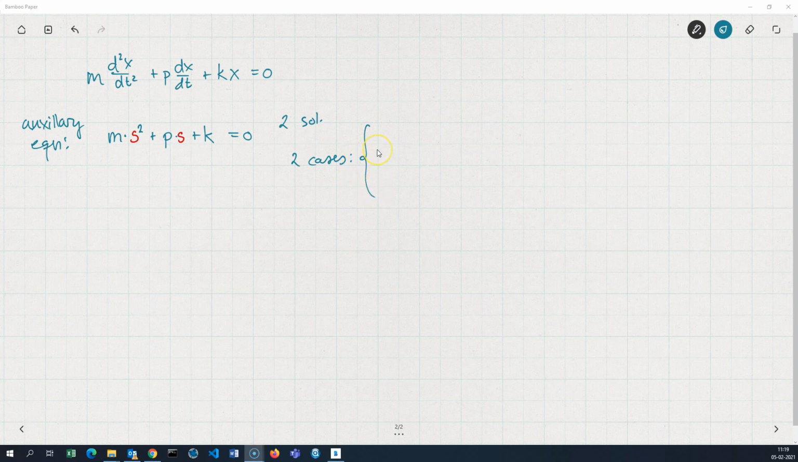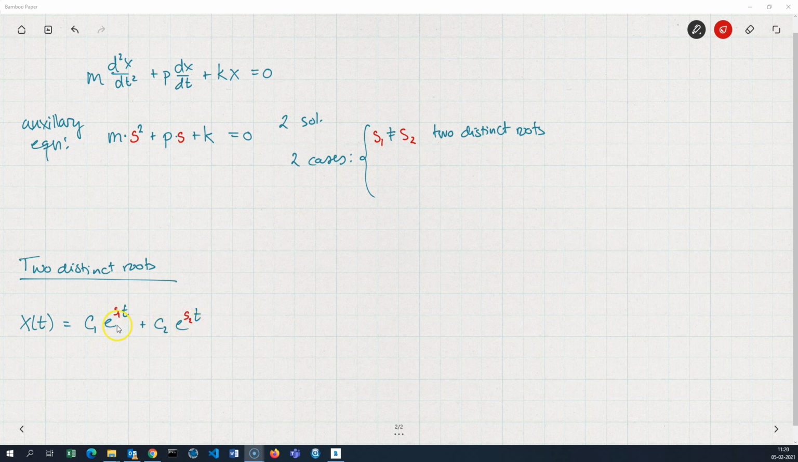The first case is that we have two distinct roots, so that means the two roots s1 and s2 are not the same number. In that case, we can write the solution as a linear combination of these two exponentials. Each of those exponentials are solutions to the differential equation, but the general solution is a linear combination, C1 times one solution plus C2 times the other solution. So that's the general solution.